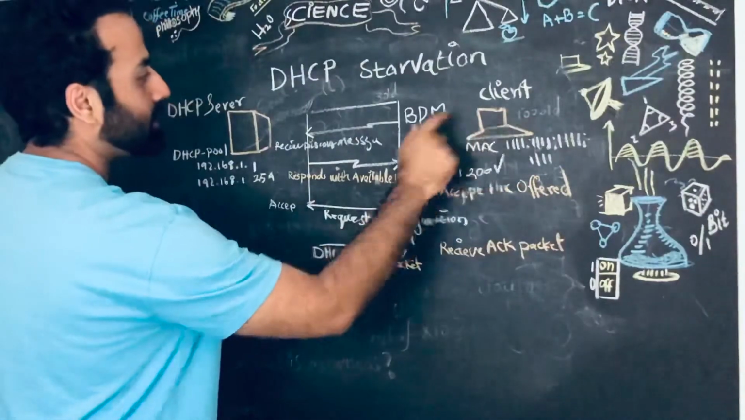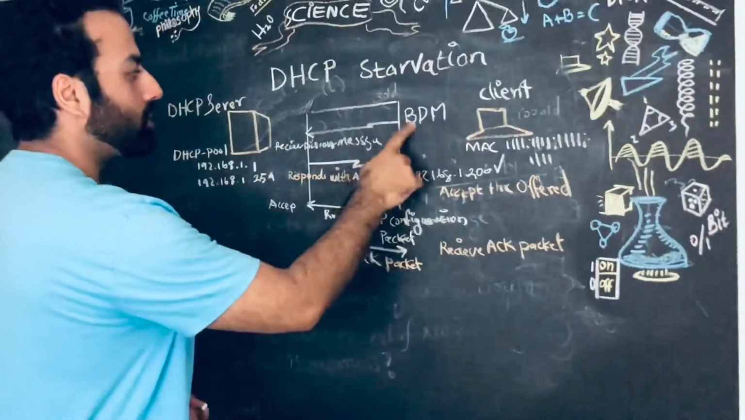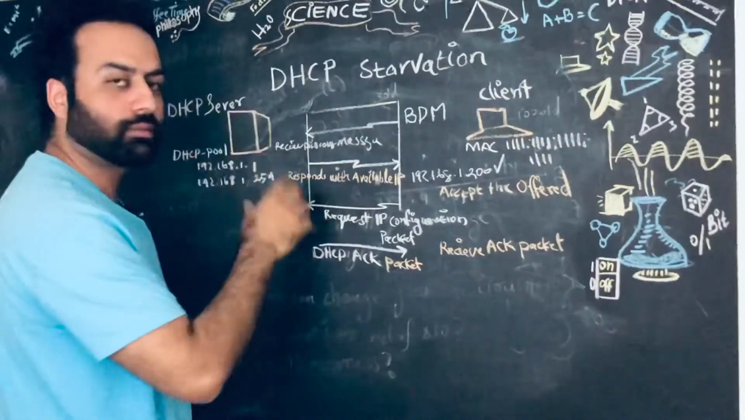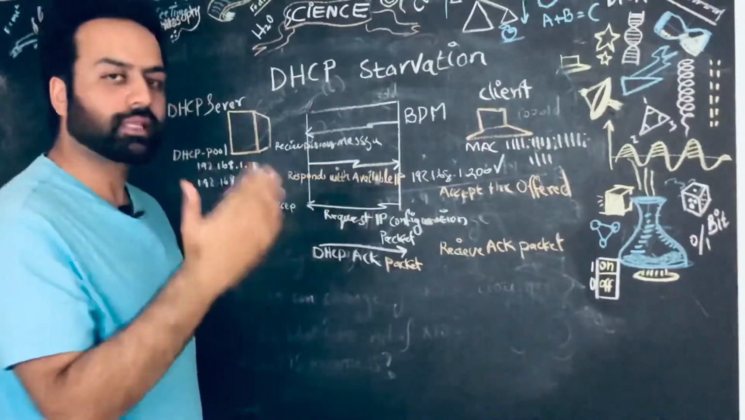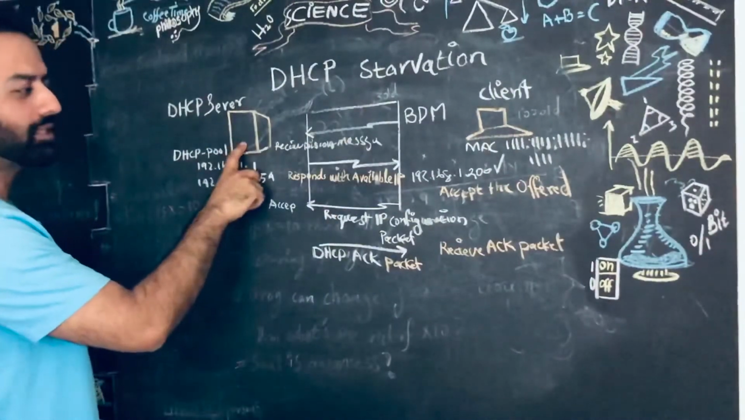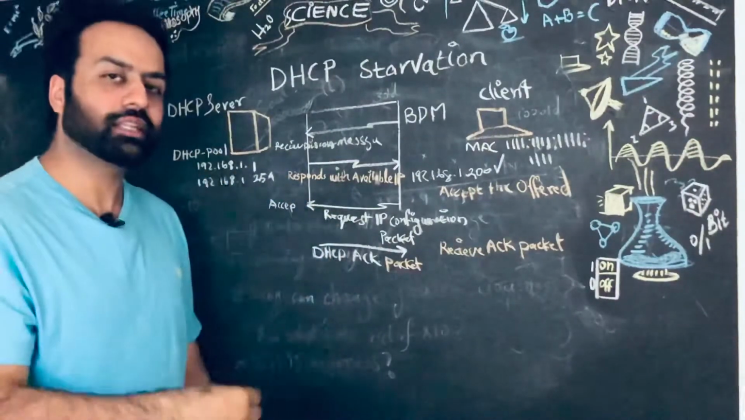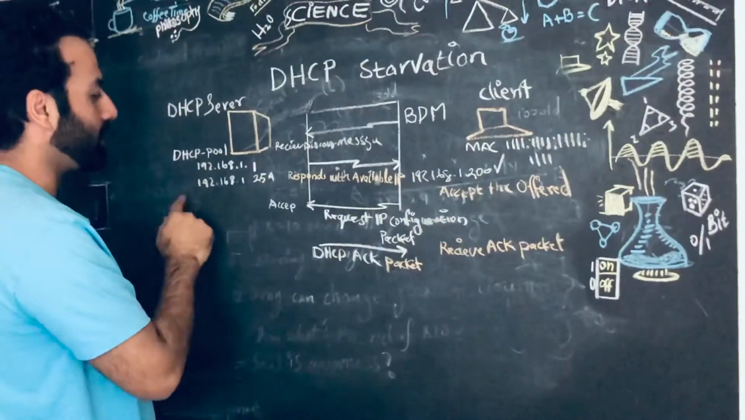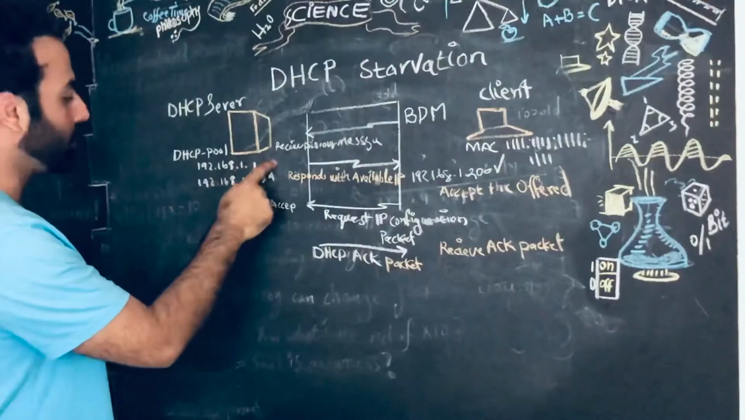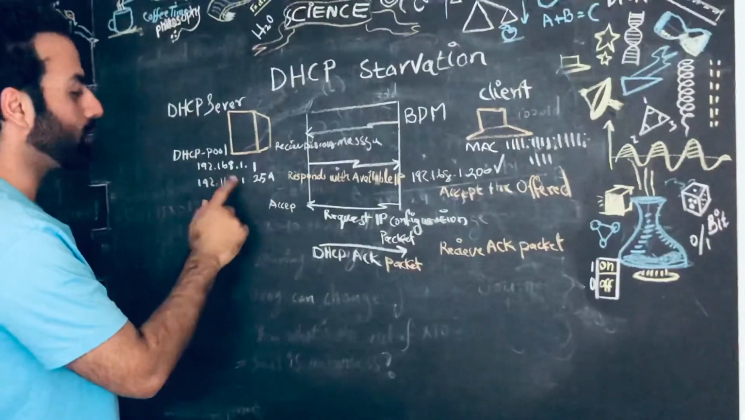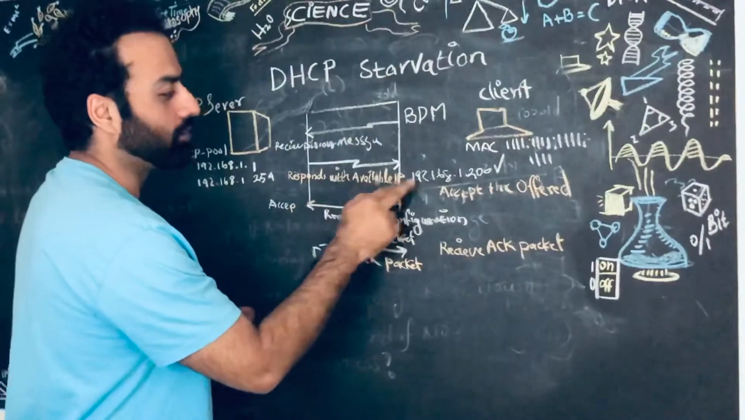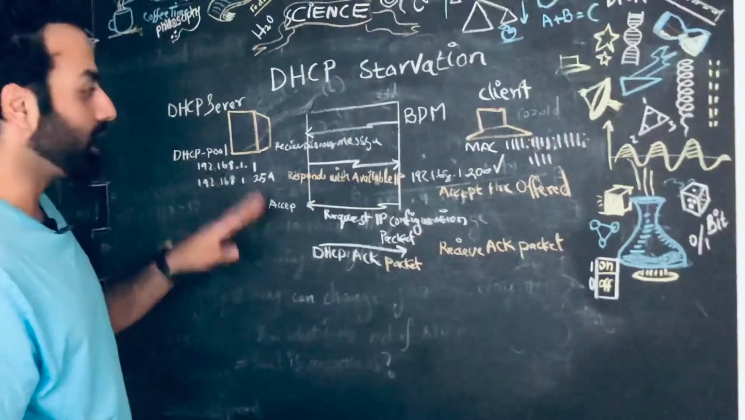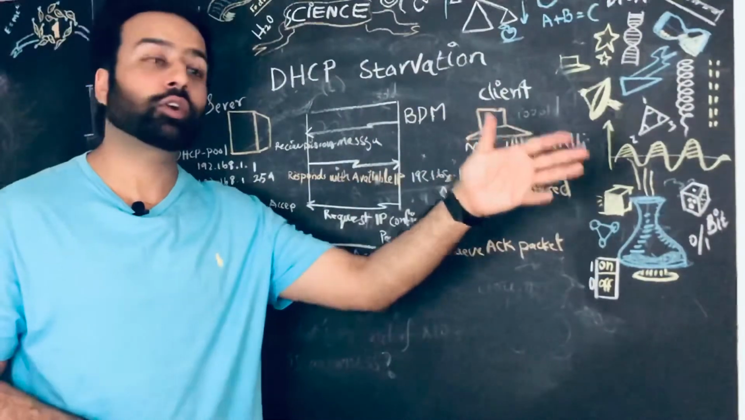The client sends a broadcast discover message to the DHCP server, and the DHCP server receives the discover message and responds with an available IP address. For example, in this scenario, our DHCP pool starts from 192.168.1.1 and ends at 192.168.1.254. It responds with the available IP, which is 192.168.1.200, meaning the rest have been used and 200 is for you.